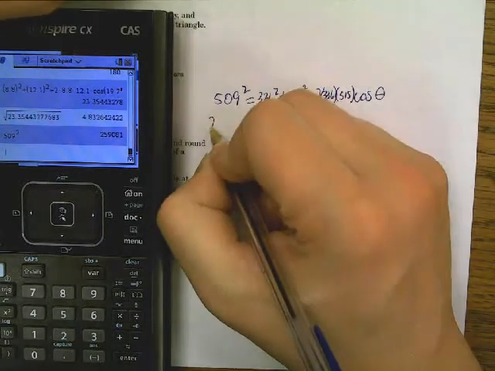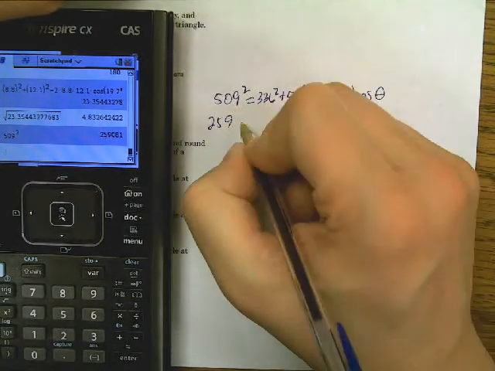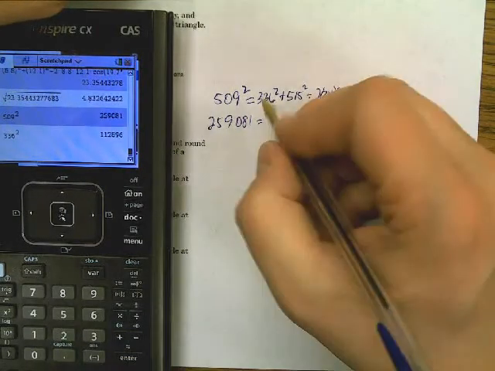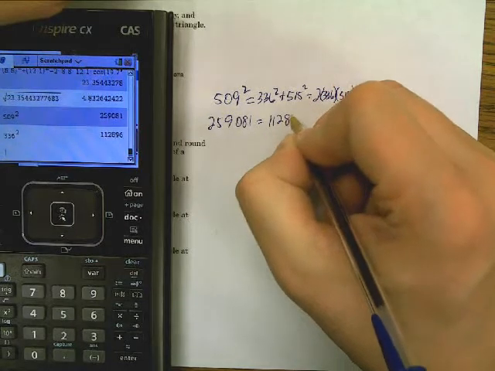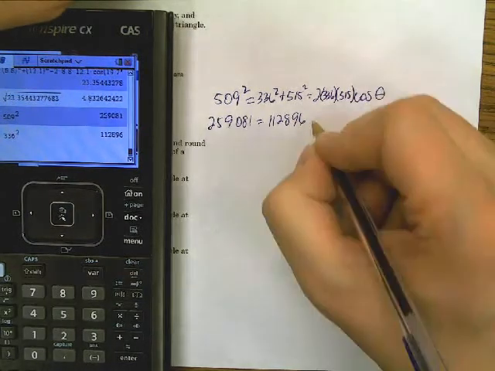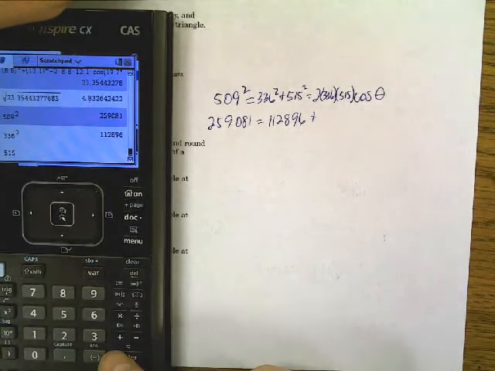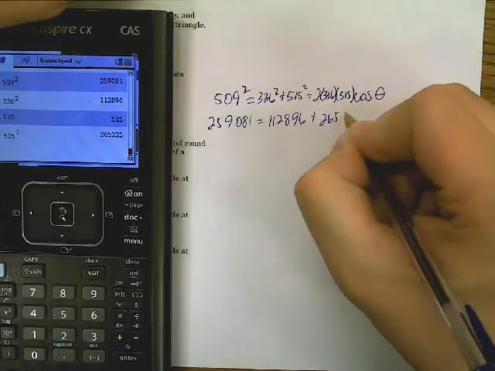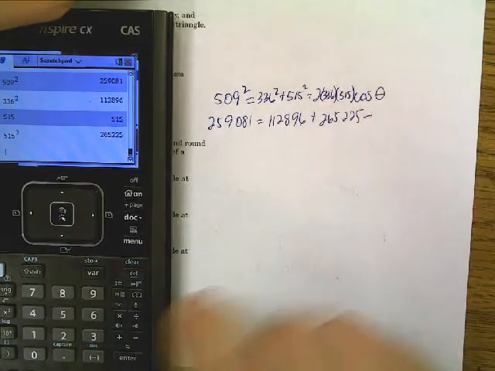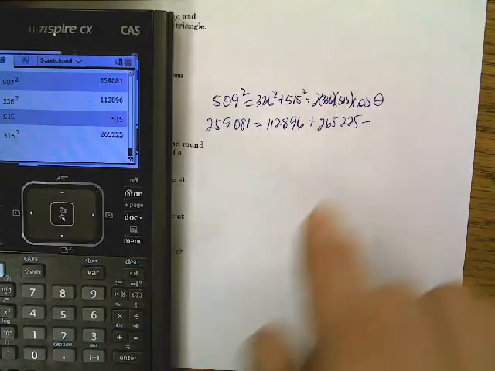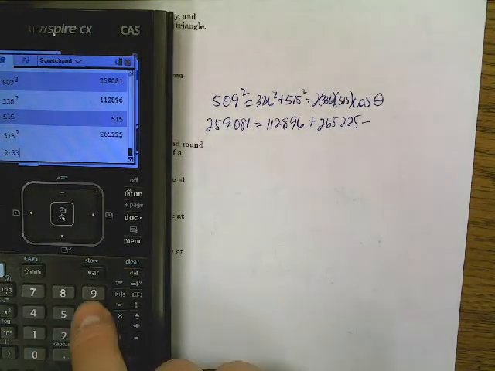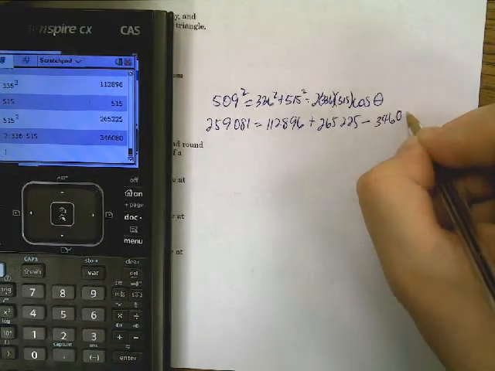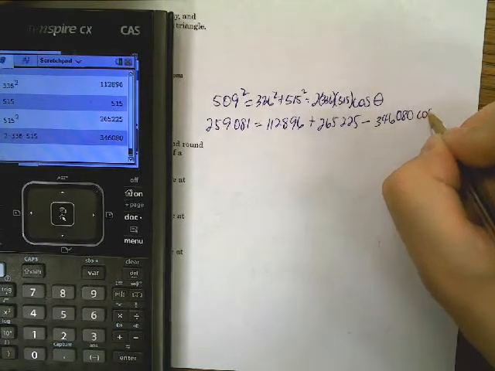So this is 259,081. Okay, equals 336 squared, which is 112,896, and then plus 515 squared, which is 265,225, minus, now I can go ahead and multiply those together, 2 times 336 times 515, which is 346,080 cosine of theta.